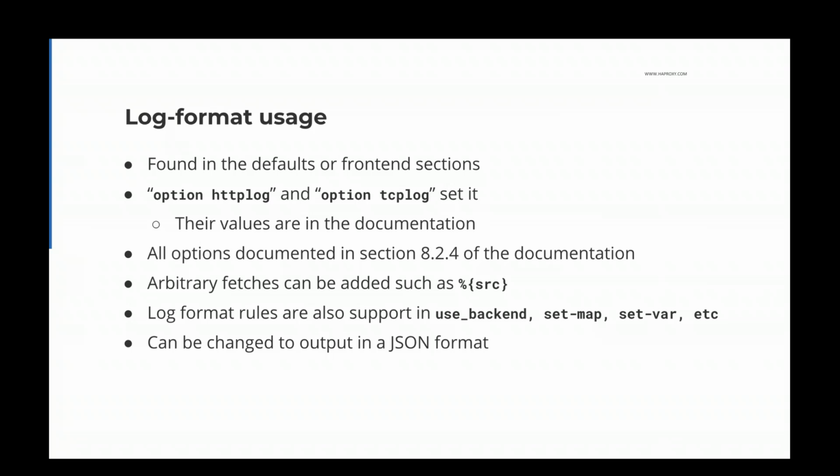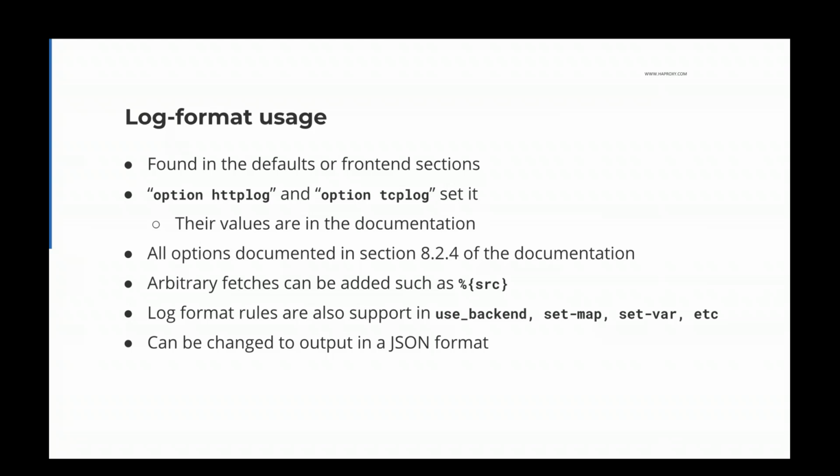For getting started with setting a custom log format, the first thing that I usually do is go into the documentation, section 8.2, and look at it. It has the copy-and-pastable log format line values that both httplog and tcplog use. So I just copy and paste one of them into my configuration for the log format, and I start customizing from there.